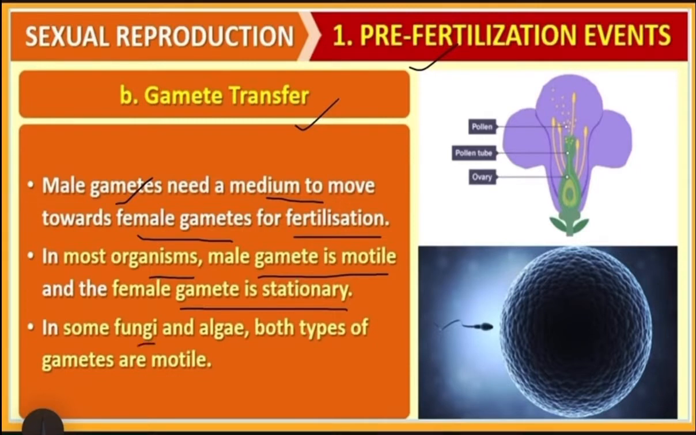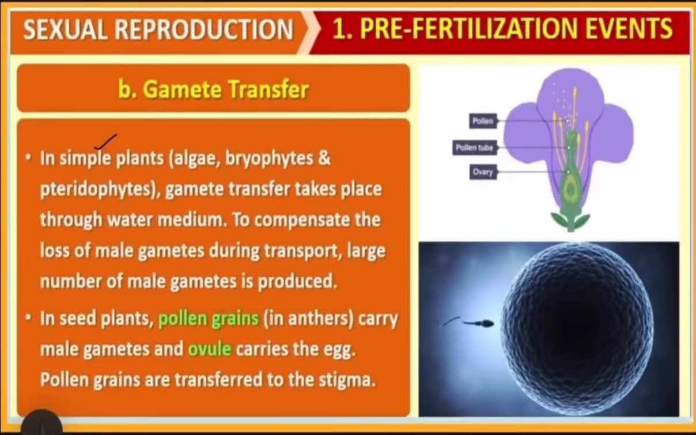In some fungi and algae, both types of gametes are motile, means both male as well as female gametes can move towards each other. So you can find variation in the male and female gametes in different organisms. Now, in some plants like algae, bryophytes, pteridophytes, gamete transfer takes place through a water medium. Means water is used as a medium for transfer of gametes in simple plants.